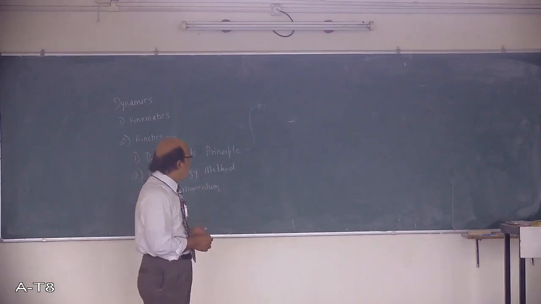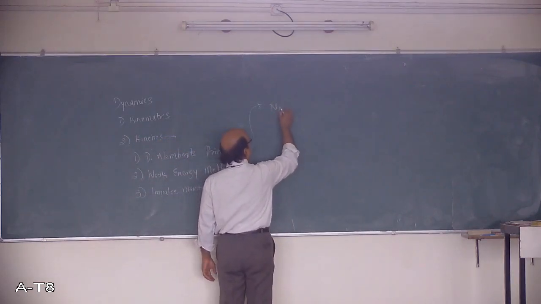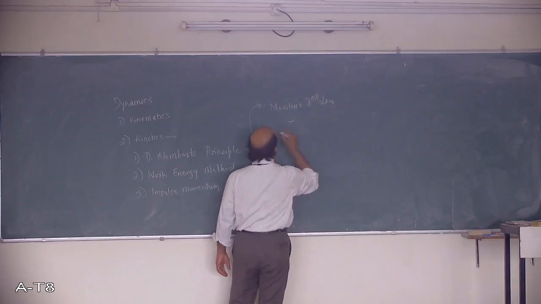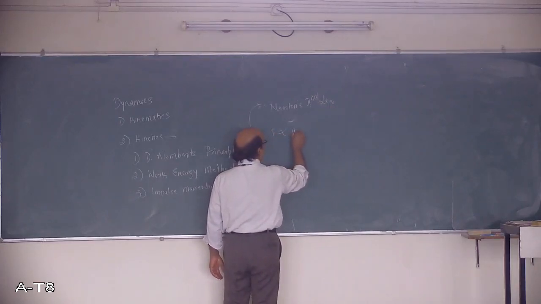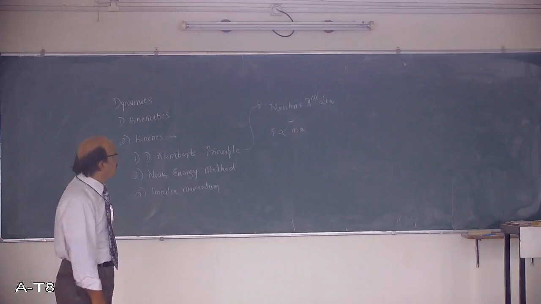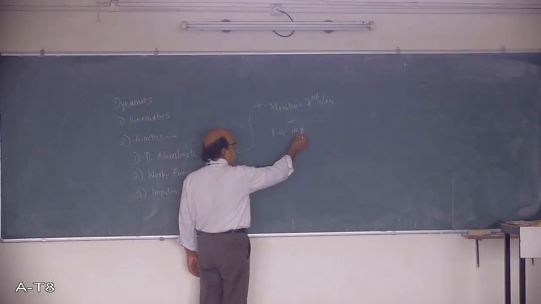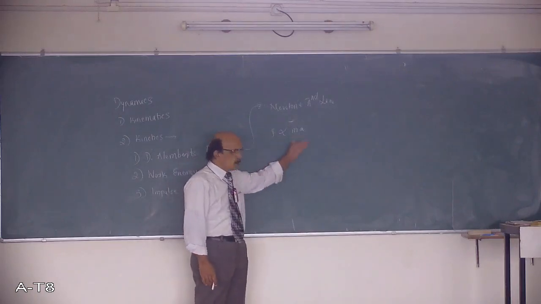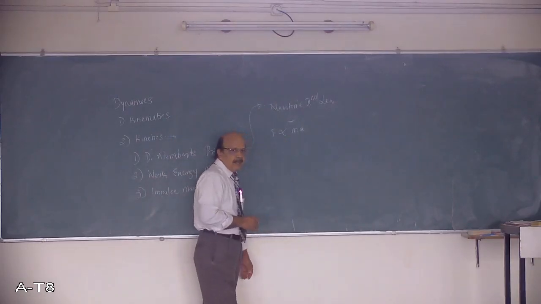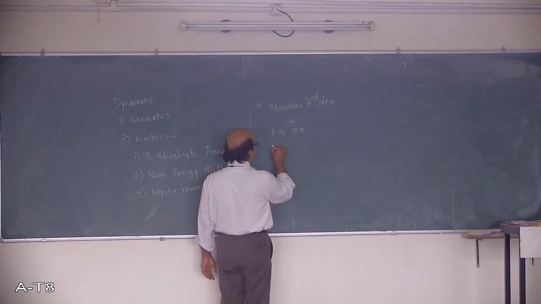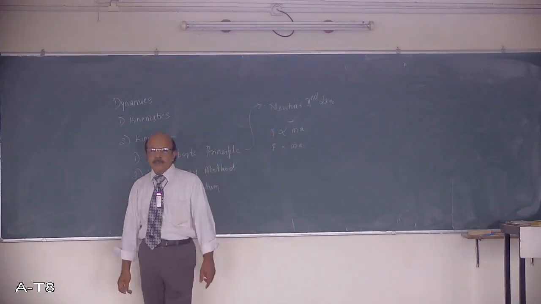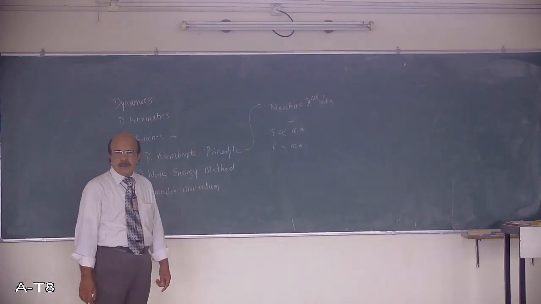As you know, from Newton's second law, F is directly proportional to ma, the rate of change of momentum of an object. Here m is the mass of the object and a is the acceleration. Because of this force the object moves with a certain acceleration. Now we can adjust the units of force so that the constant of proportionality becomes 1, and we can write F is equal to ma.